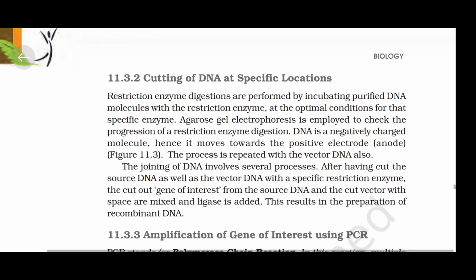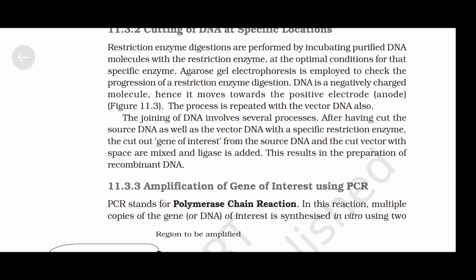The joining of DNA involves several processes. After having cut the source DNA as well as the vector DNA with a specific restriction enzyme, the cut-out gene of interest from the source DNA and the cut vector are mixed and ligase is added. This results in the preparation of recombinant DNA.